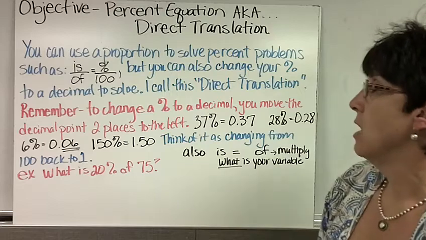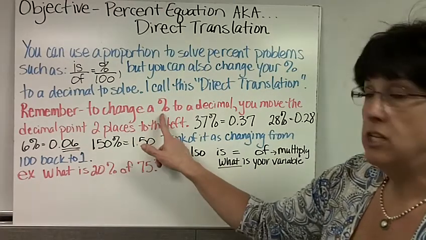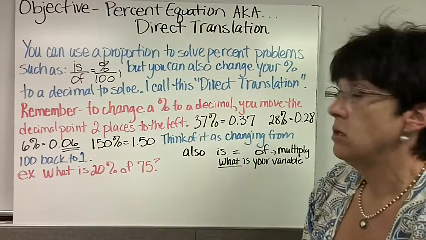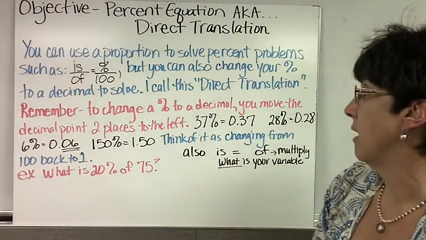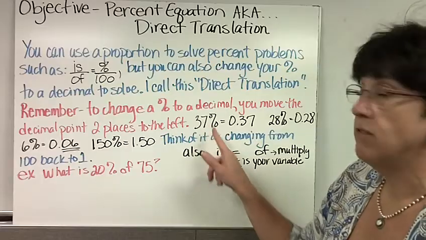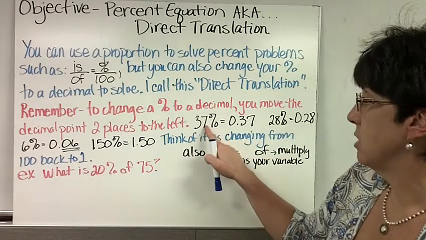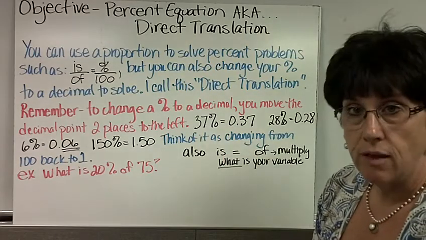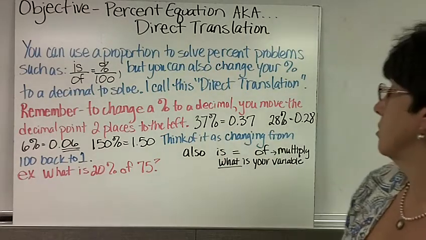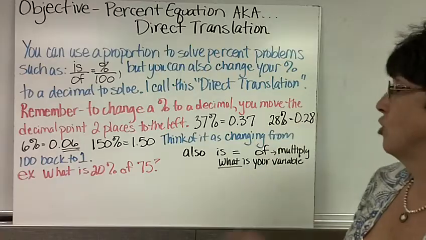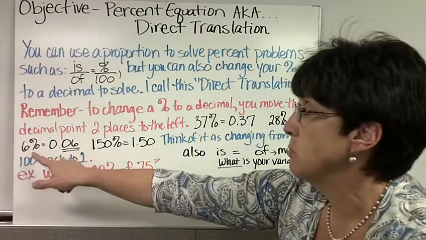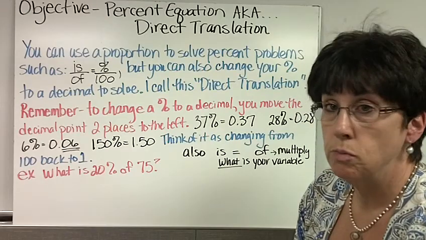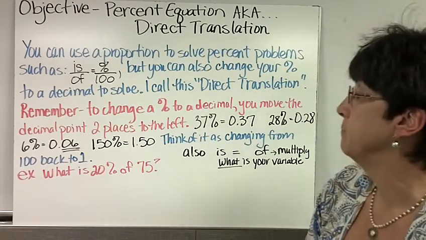So here we go. You need to remember that to change a percent to a decimal, you move the decimal point 2 places to the left. So 37%, the decimal would be here, equals 0.37 or 37 hundredths in decimals. 28%, 0.28. 6%, 0.06. Remember, if you're moving 2 places, you have to add a 0 if necessary.